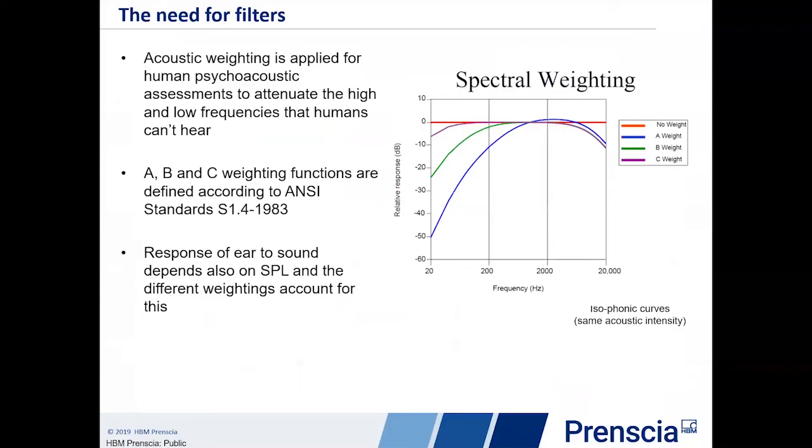Acoustic weighting is applied for human psychoacoustics, and it helps in attenuating the high and low frequencies that we as human beings cannot hear. That's the very well-known A, B, C weighting functions that you will find in most sound level meters. Mostly the A weighting is used nowadays. The B, C, there's even D, it's not written here, but they have fallen into some kind of disuse nowadays. The prevalently used spectral weighting is the A frequency weighting.